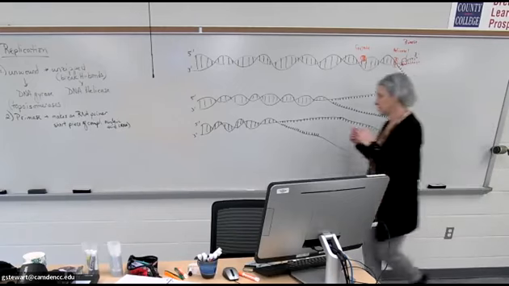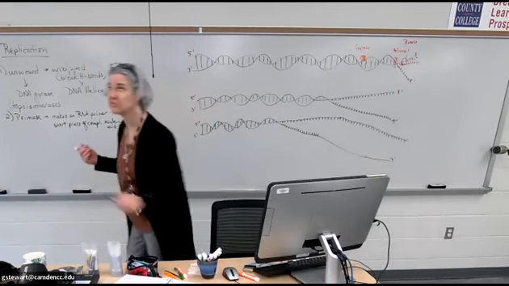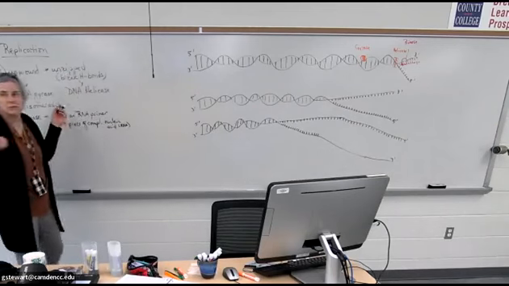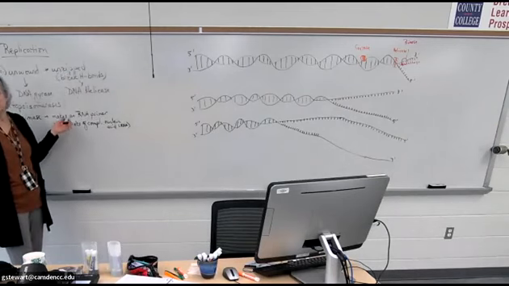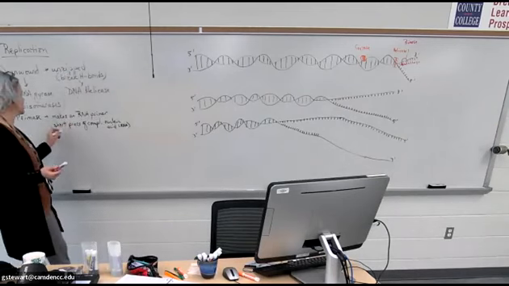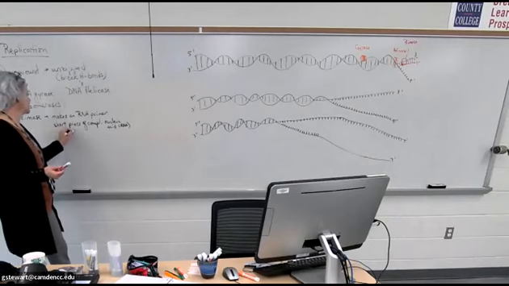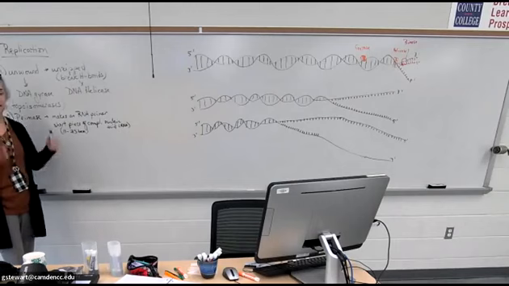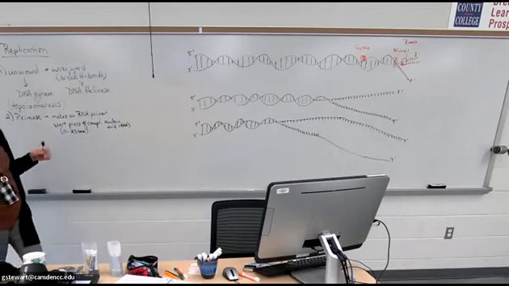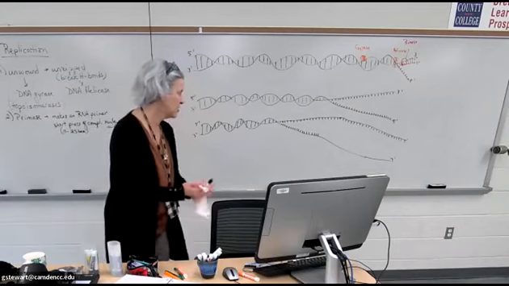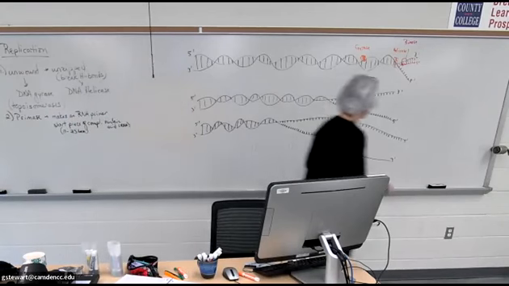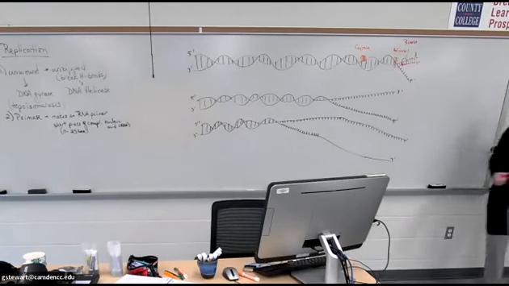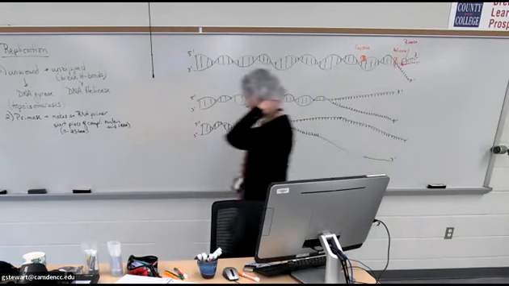Short. How short is short? 20-ish. Usually we say between 11 and 25 bases for a primer. I'm giving you a range there because it does differ for different organisms, right? And a lot of times we use primers in molecular genetics to do other things, right? So it can be longer or shorter than that. Okay, so we've got primase.